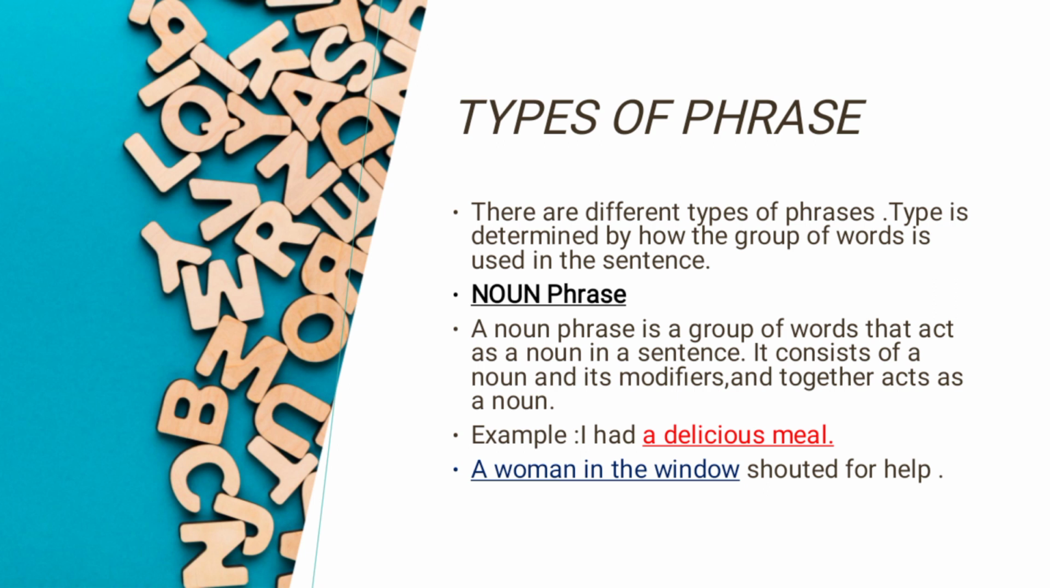What is a noun phrase in English grammar? What is a noun? Noun is the naming word, the name of a person, place, or thing. And what is a noun phrase? It is a group of words that acts as a noun in a sentence, and it contains a noun and its modifier. For example, a woman in the window shouted for help. So in this sentence, you can see the underlined part of the sentence is a noun phrase: a woman in the window.